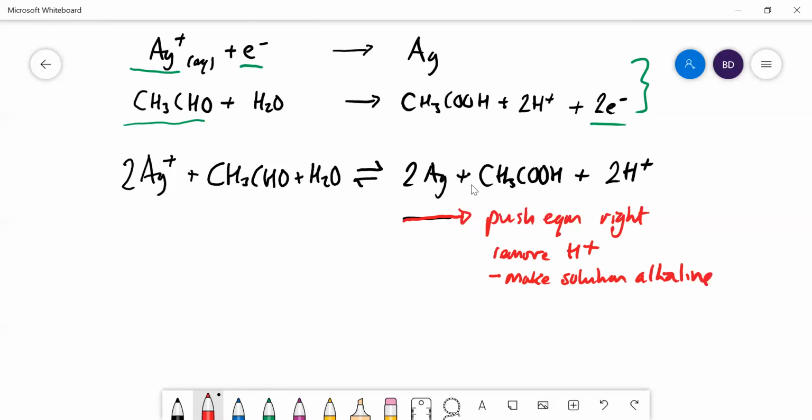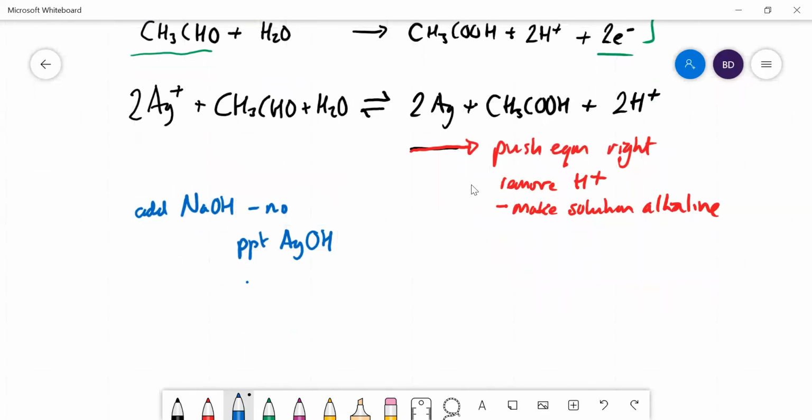And once more, you can't just add NaOH, because if you do, you will get a precipitate of silver hydroxide. So that's not going to work. So what you have to do, I don't need any brackets there, do I? There's only one. Get a precipitate of silver hydroxide. So how do you make it alkaline? Well, you add ammonia.